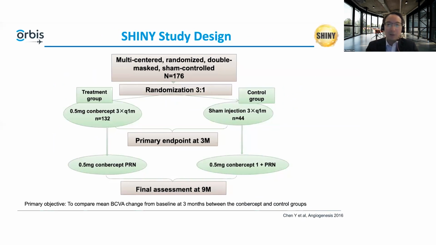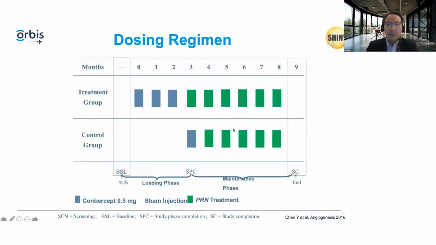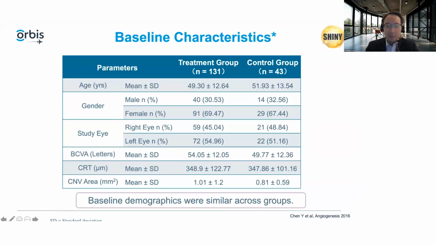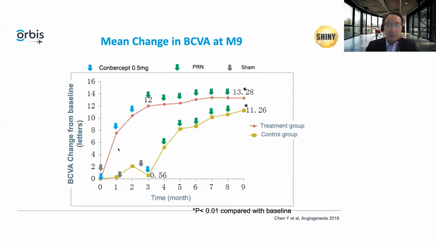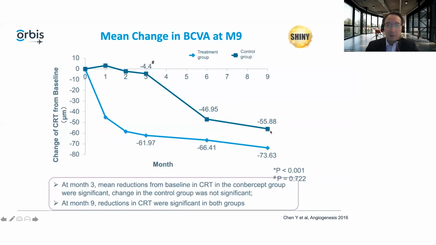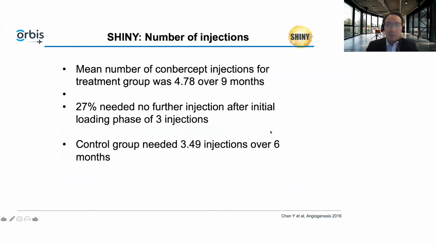The third one is the SHINY study performed in China. They used conbercept. Here they used loading doses and compared loading doses of conbercept versus sham. You can see 3 injections, and then the control group had just sham initially. Baseline characteristics were comparable, and the results were very similar to what we saw in RADIANCE and the MIRROR study: rapid improvement in vision with anti-VEGF treatment, which was then maintained. Also very good reduction in macular thickness. The number of injections was about 4, but these patients had loading doses, so a bit more injections in SHINY than the other 2 studies.